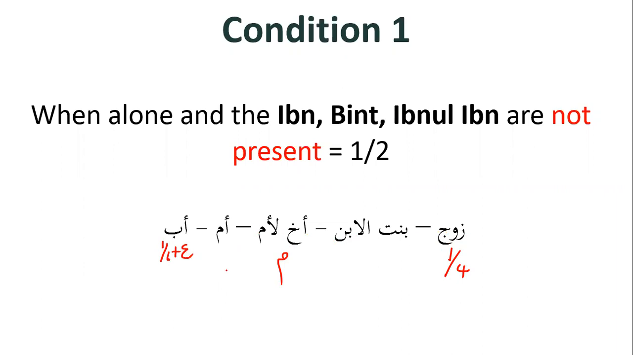The answers to these you should know already. Now, the Bintul Ibn. Is the Ibn anywhere to be seen? No. Is the Bint anywhere to be seen? No. Is the Ibnul Ibn anywhere to be seen? No. Therefore, over here, we will write that the Bintul Ibn receives half of the inheritance.